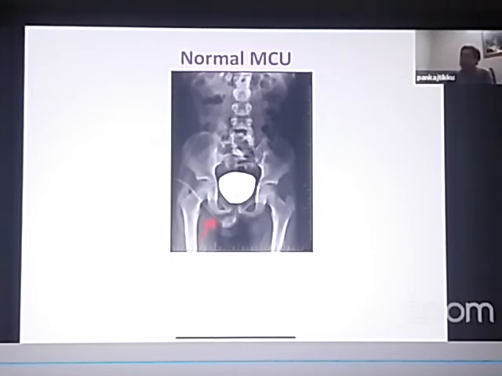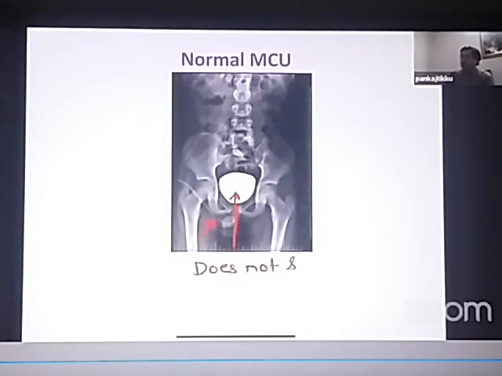You can see the dye is collecting in the bladder. Just see the second arrow, the dye is collecting in the bladder. Can you see this dye going up into the ureters? No, you cannot see. So this is a normal MCU which does not show a vesicoureteric reflux.